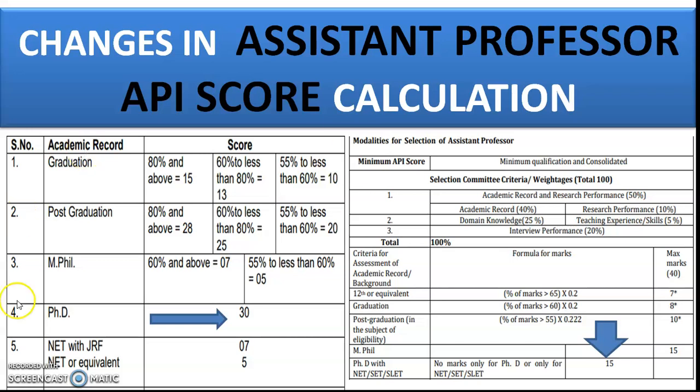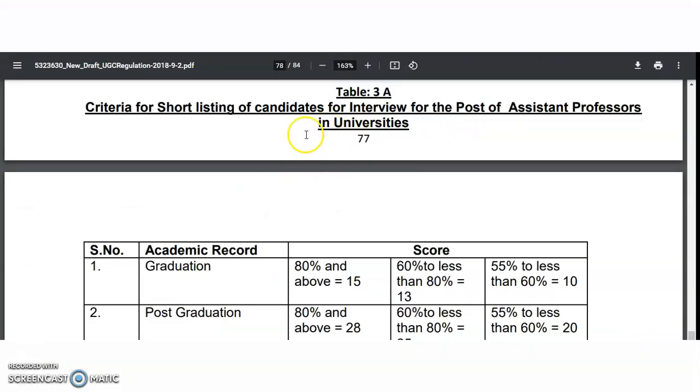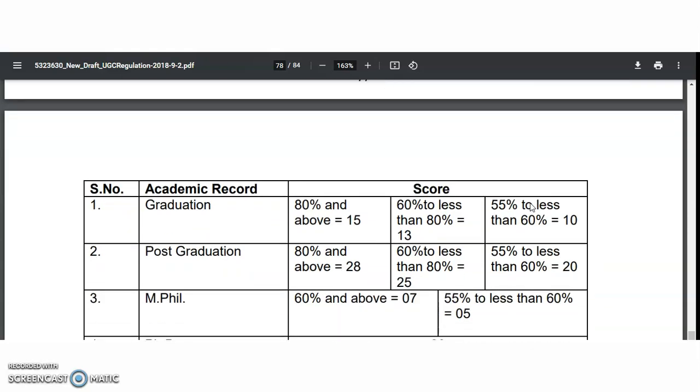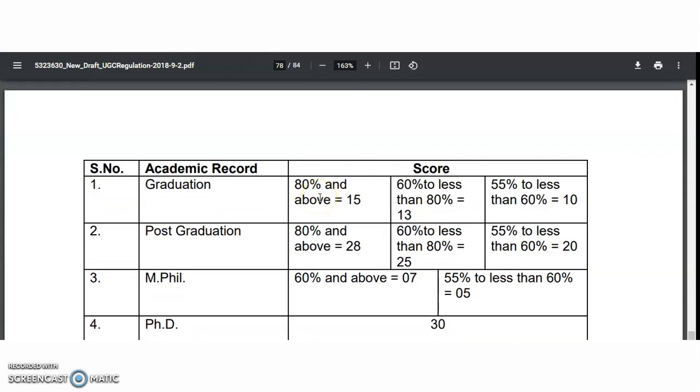API score. Now, coming to the main content of this video, it is the official UGC 2018 regulations. You may check the date, month and year also. New draft UGC regulations 2018. As per this, in Table 3A, page number 78, are the criteria for shortlisting of the candidates for interview for the post of assistant professor in the government universities, either state or central. So what is the criteria here? Graduation 80% and above gets 15 marks, 60 to 80 gets 13, 55 to 60 gets 10.